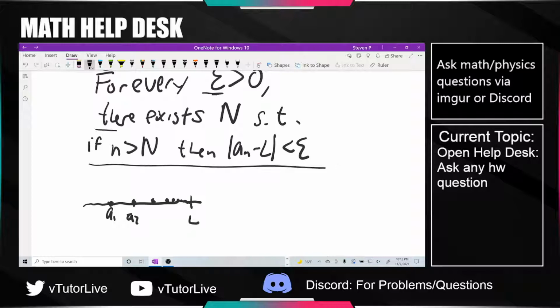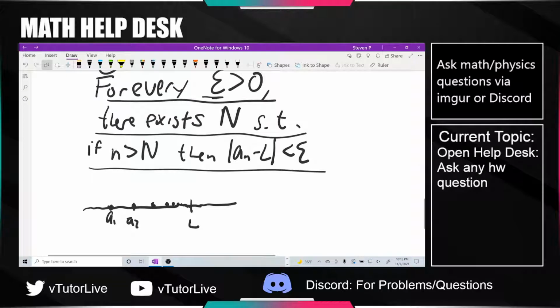But the question is, why does this really, really strange expression with a bunch of Greek symbols capture the notion here of a limit? And the idea is sort of presented like this.